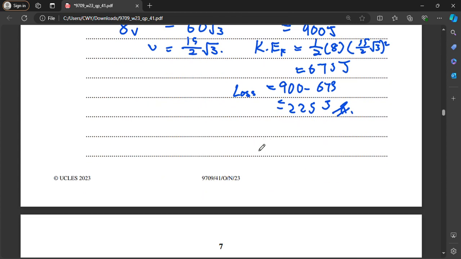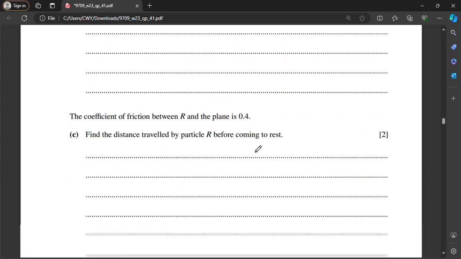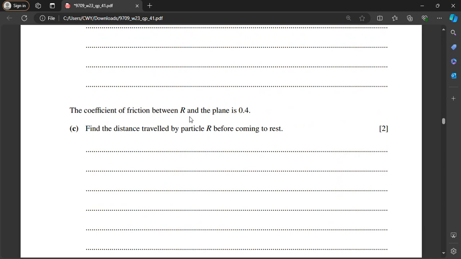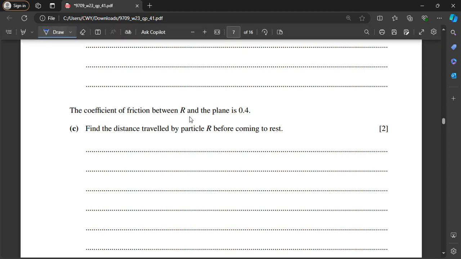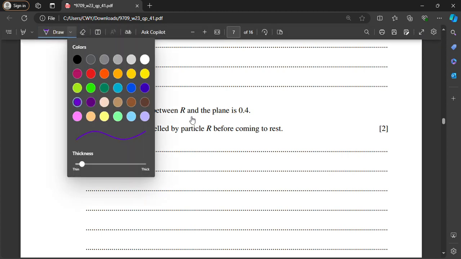Okay, let's look through the third question. It says that the coefficient of friction between R and the plane is 0.4. So what does it want me to do? It wants me to find the distance traveled by particle R before it comes to rest. So it wants the distance traveled.